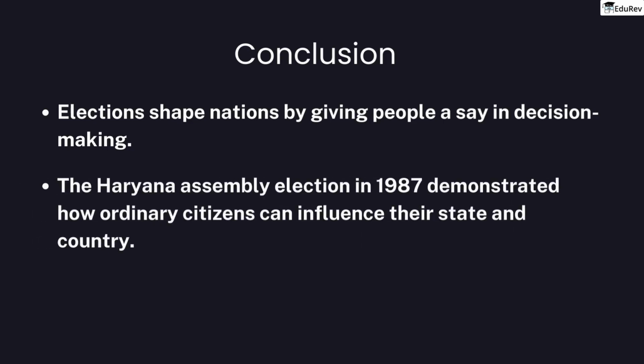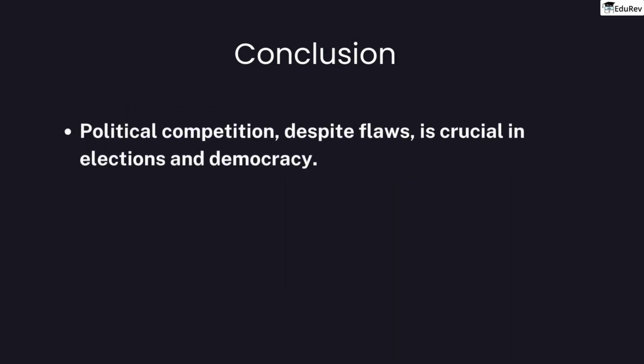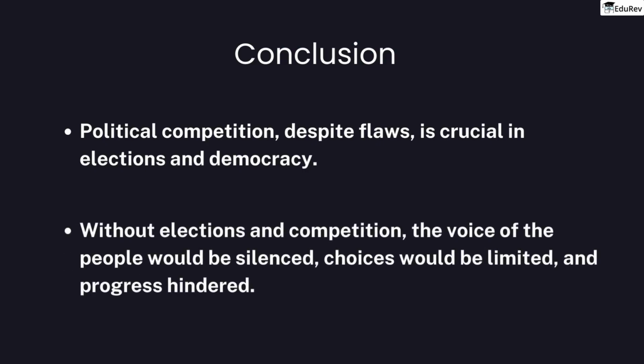In conclusion, elections shape nations by giving people a say in decision-making. The Haryana Assembly election in 1987 demonstrated how ordinary citizens can influence their state and country. For true democracy, elections must meet specific conditions. Political competition, despite flaws, is crucial in elections and democracy. Without elections and competition, the voice of the people would be silenced, choices would be limited, and progress hindered.